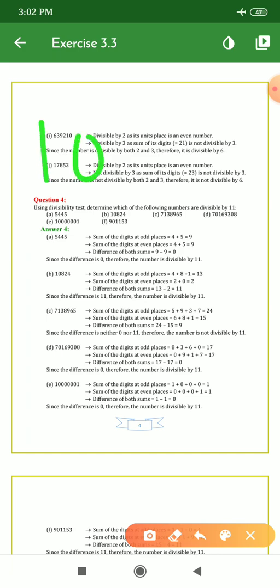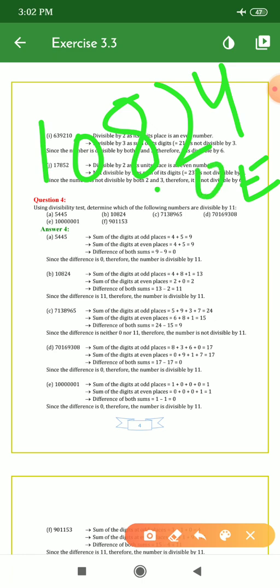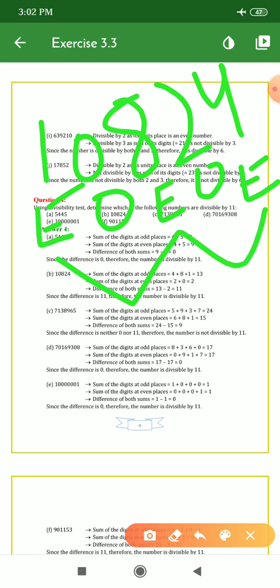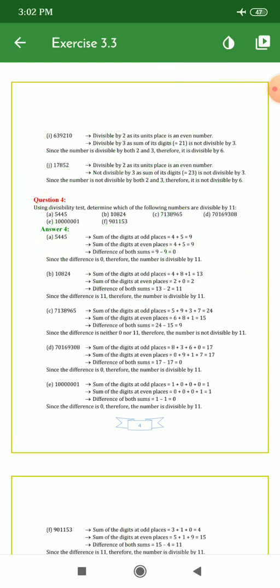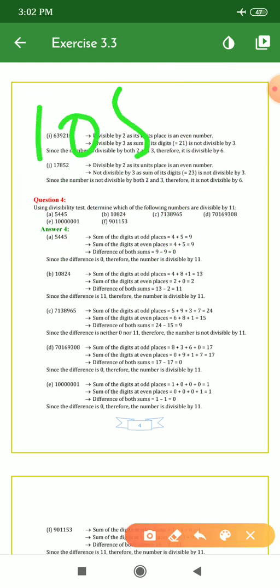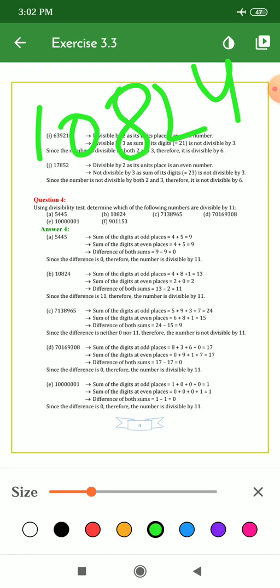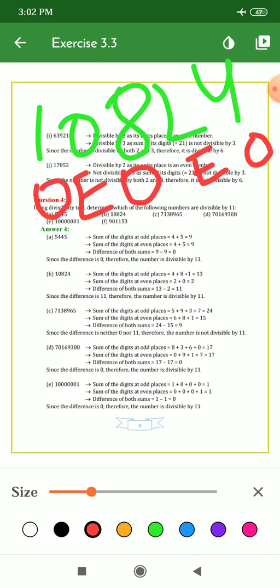Now we will proceed to the next, 10824. In the same way, I am taking this even, this odd, this even, this odd, this even. Now add the even ones. 4, this is 4, no sorry, this is 8. Again I am doing 10824. This is odd, this is even, this is odd, this is even, this is odd. You can take any number, even or odd, but if you are taking even here, then the next should be odd, then even, then odd, then even. One after another it should be different.